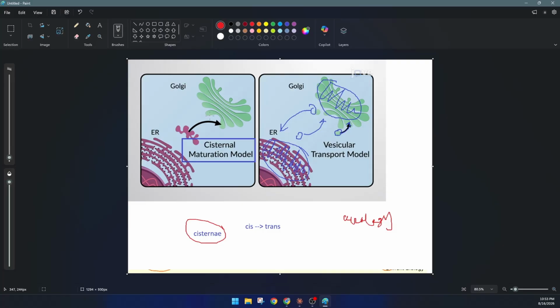Birth happens at the front, at the cis face. So remember I told you what cis face is, right? It's over here. Trans is on the other side. Birth happens how? The vesicles coming from the ER fuse together to form a brand new cis cisterna. That's what we're talking about, cis going from cis to trans. It actually goes from cis to medial to trans, to add more complication to that maturation.